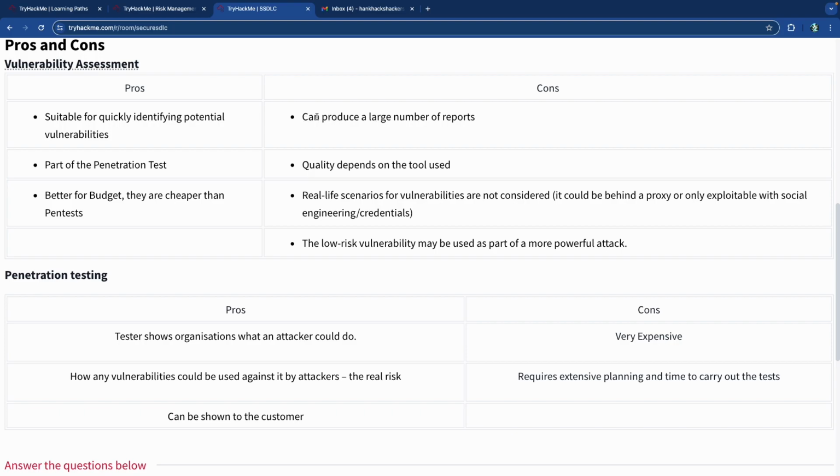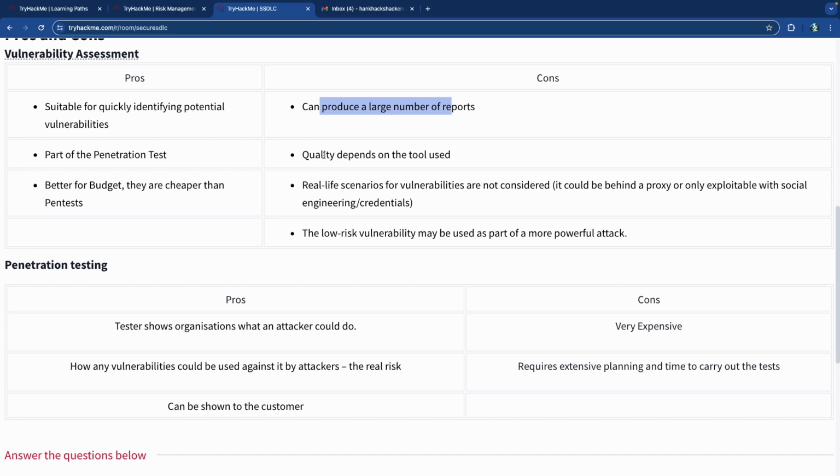The con is that typically there's a big report that comes out of this, and it depends on the tool that you're using. So when you use an open source tool, you probably won't get as much as if you used a paid enterprise tool. Then the real life scenarios for those vulnerabilities aren't actually considered.